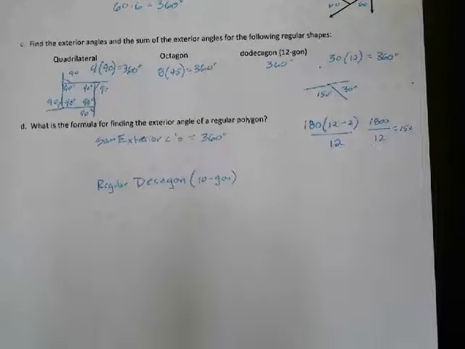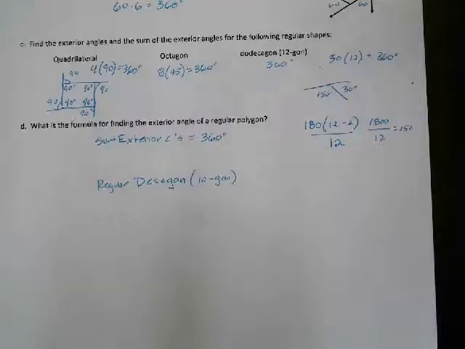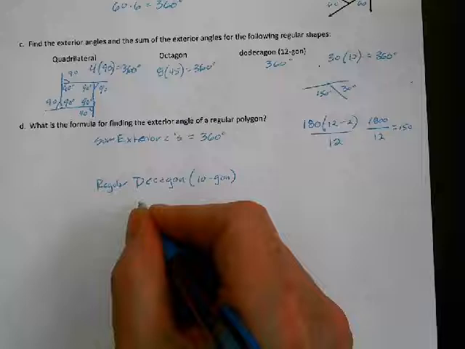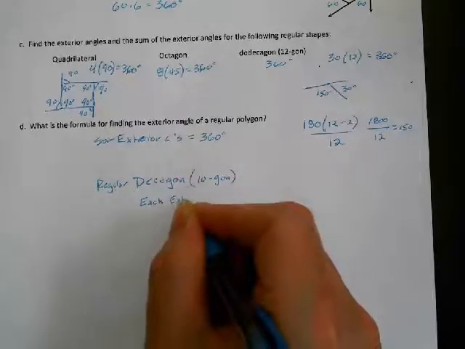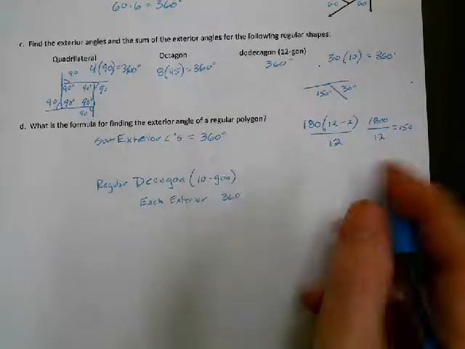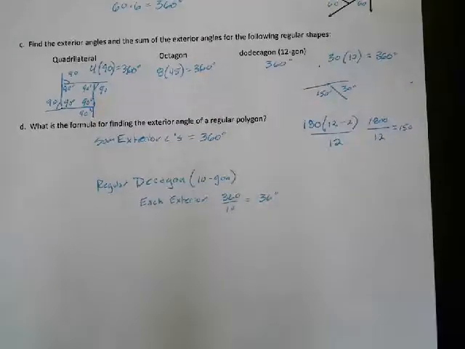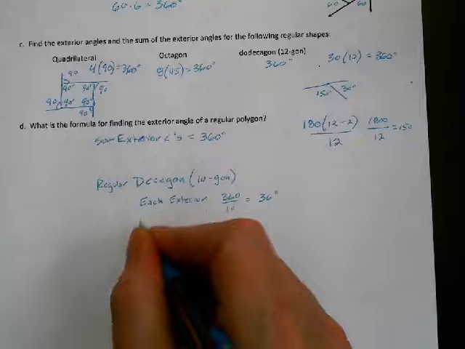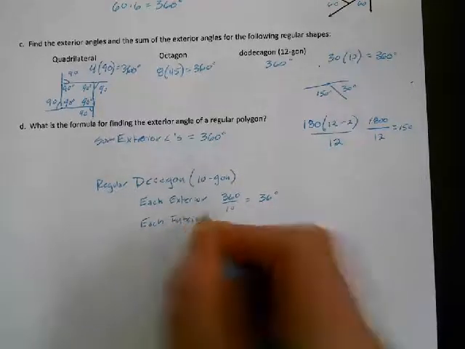Instead of working with the interior angles, what I could do is work from the exterior angles. So each exterior angle would just be 360, because the exterior angles always add up to 360, divided by 10. The exterior angles would all be 36 degrees. And then what's the relationship between exterior and interior? The interior angles have to be supplementary to the exterior angles. So each interior angle would end up being 180 minus 36, or 144.